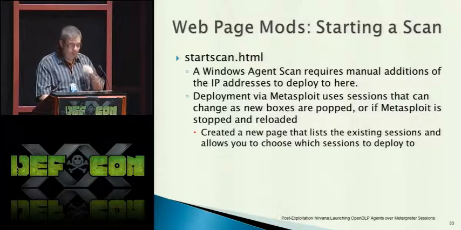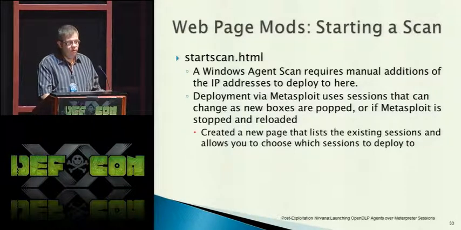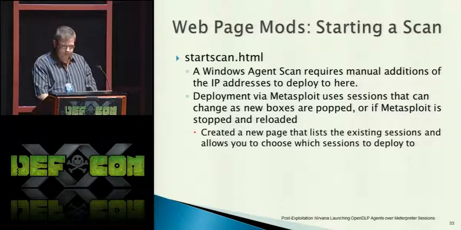Well, deployment with Metasploit uses sessions. And those sessions aren't like IP addresses. They can change. If a box loses connection and you have to repop it, the session ID is going to change. And we can't use it by IP address either, because you might have several different exploits running on a particular IP address, but only one of them is suitable to use deployment for. You have to be able to get system with that exploit.